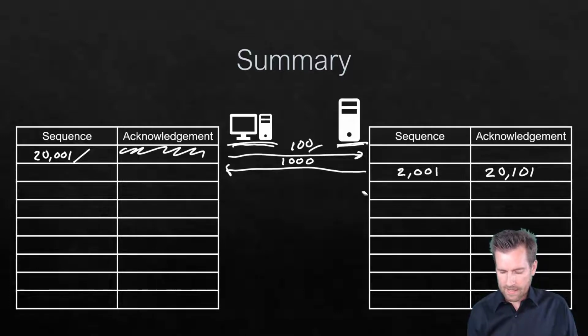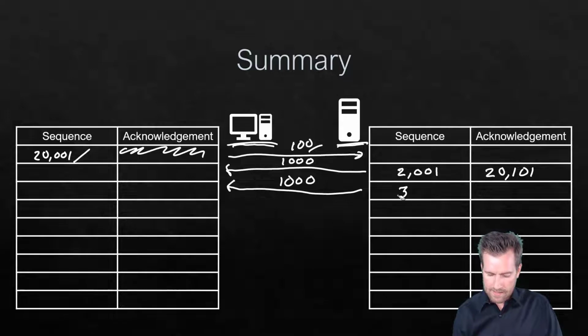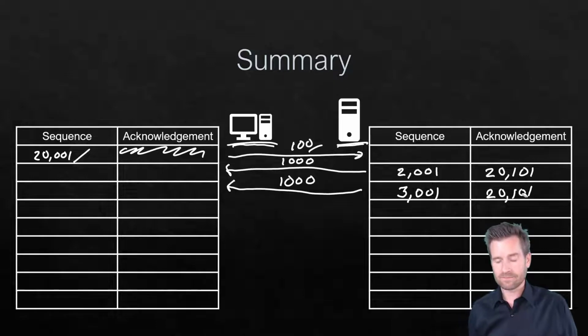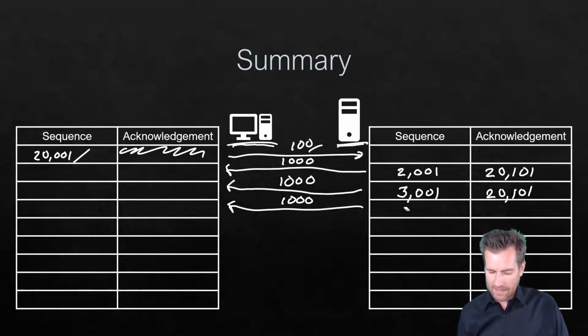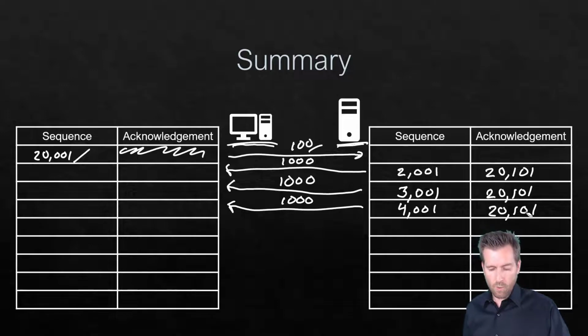This PC, let's say it doesn't acknowledge it quite yet. Maybe there's some more data that's flowing here. So it's going to send a few segments before it gets an acknowledgement back. It's going to send the next sequence number. It's already sent 1,000 bytes, so this next sequence number is 3001. The acknowledgement number has not received anything new from the PC, so it's still 20,101. Then it's going to send some more data, and let's say it's also 1,000 bytes. So now we've got 4,001. And the acknowledgement number, it hasn't received anything more, so it's still expecting the next byte from the PC to be 20,001.